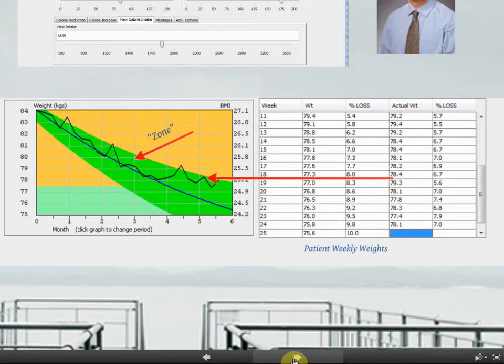If their weight is not in the zone, the colors on this actual weight will start to change. Every time they're not in the zone, they get a red. So the flag will come up. So you can actually talk to the patient with the color codes coming up. Yellow means they're going up in the zone, wrong direction. You go down in the zone. So you can start counseling them right away.